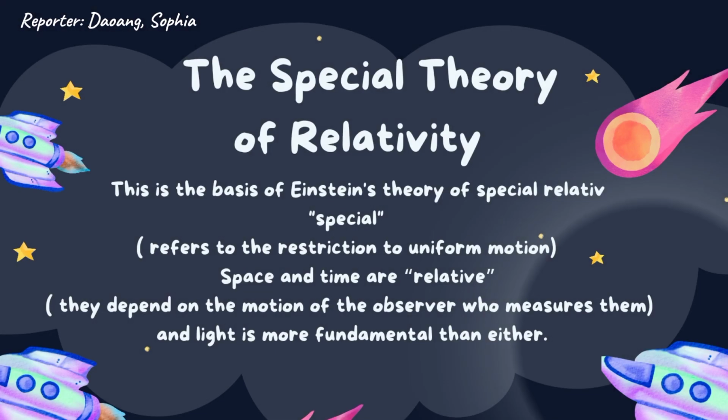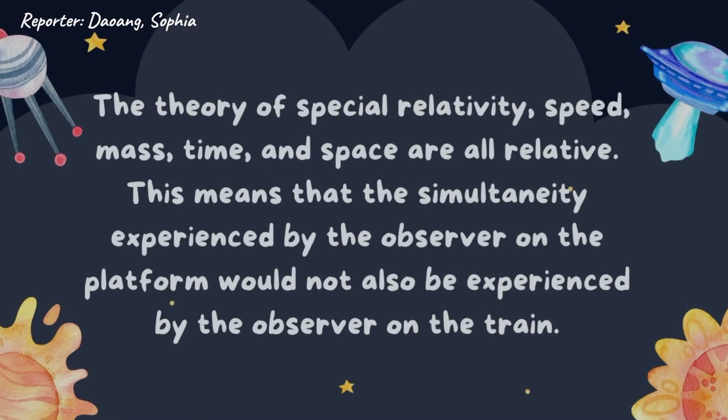As you can see, space and time are relative. They depend on the motion of the observer who measures them, and light is more fundamental than either. This is the basis of Einstein's theory of special relativity. Special refers to the restriction to uniform motion, while relativity refers to space and time being relative.